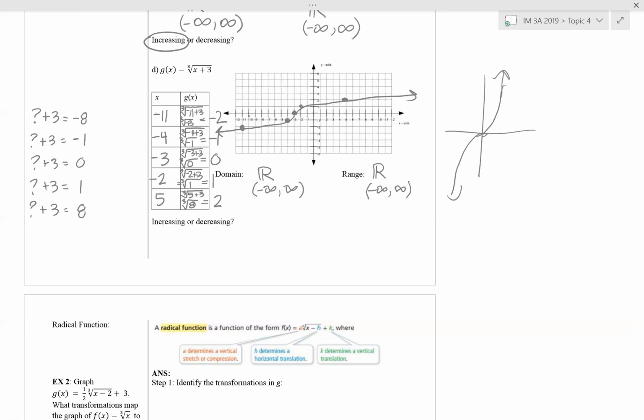Also notice that this function is increasing, right? As our x values get larger, our y values do as well. So this is an increasing function.